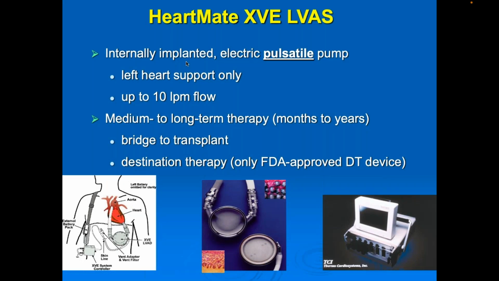The HeartMate XVE LVAS is an internally implanted electrical pulsatile pump where you have left heart support only and up to 10 liters per minute flow. These are good for medium to long-term therapy, months to years, as a bridge to transplant. It is the only FDA-approved destination therapy device.